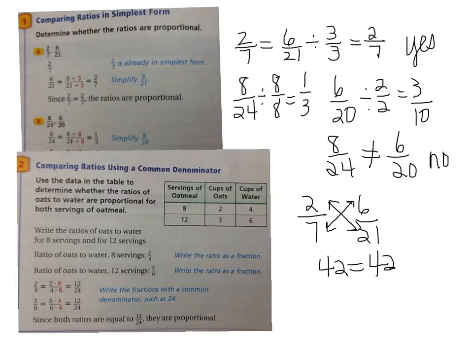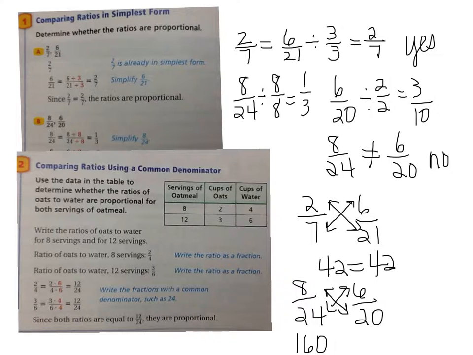Okay, look at the next one. 8 to 24, we already know that it is not proportional to 6 to 20. But I want to show you how cross multiplying works. What is this cross product? 20 and 8. Okay, 160.